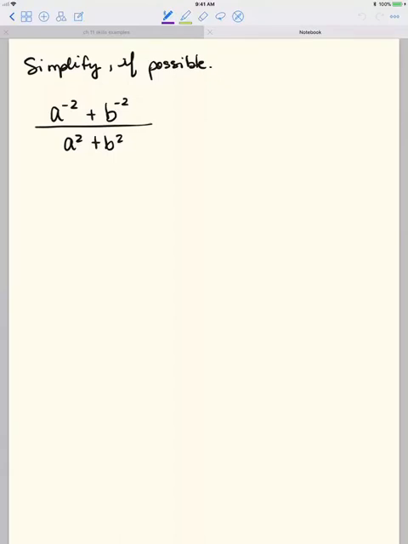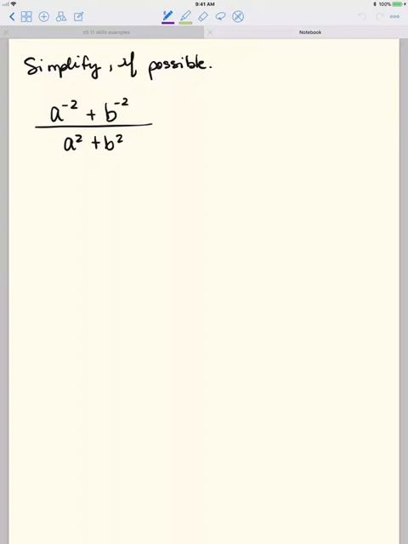Here's an example of where you are to simplify a rational expression, and you have a lot of things going on here. There's a single fraction, but in that fraction are negative exponents, and you're going to be expected to rewrite those with positive exponents in single fractions, reduced form, and everything.